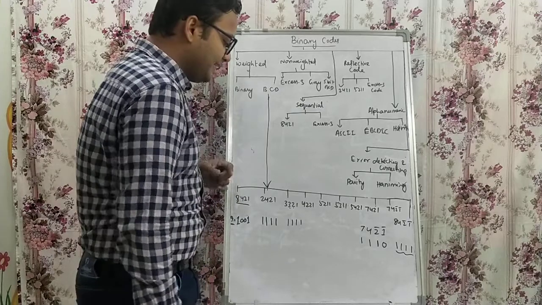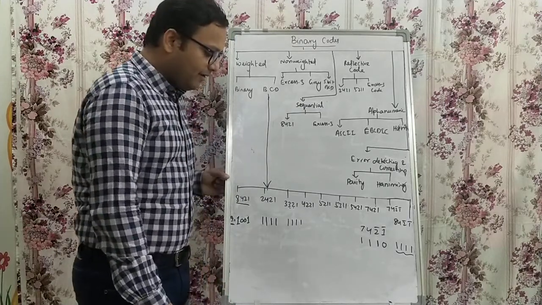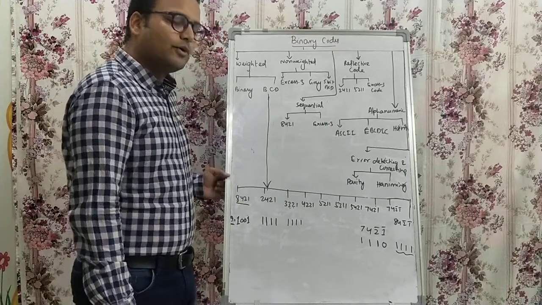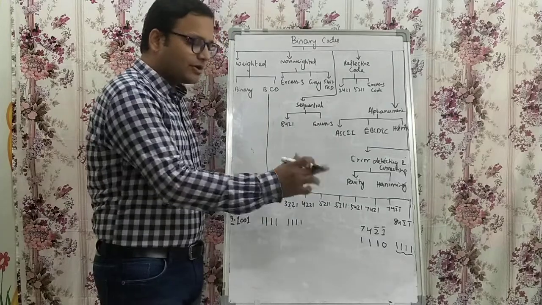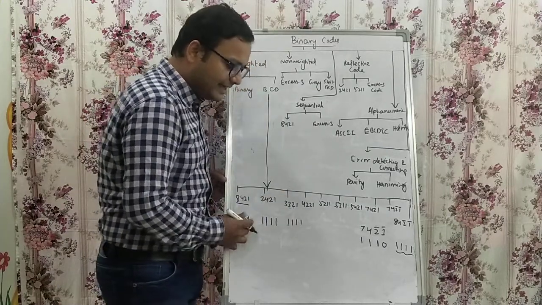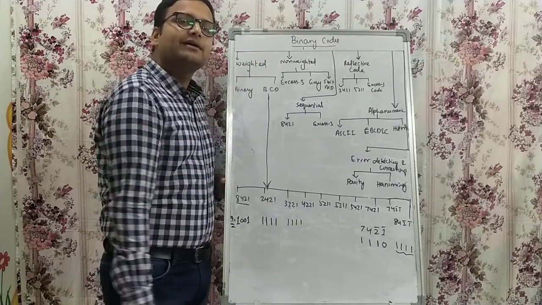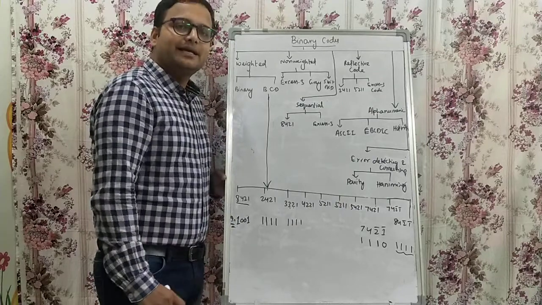Now you see here, if in a GATE question it comes, in which code 9 can be represented as 1111, if there are a lot of options, what you have to do is find out the value of 9 according to the weight position and you can click on it. So this is the way the weighted code can be represented.